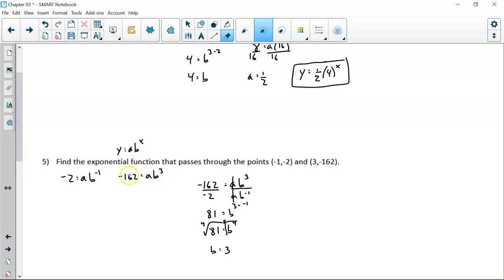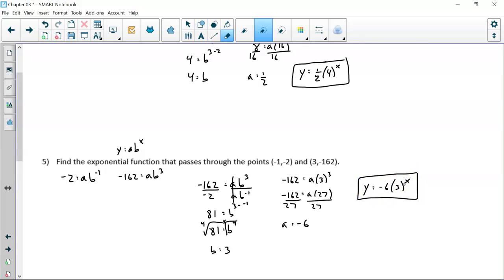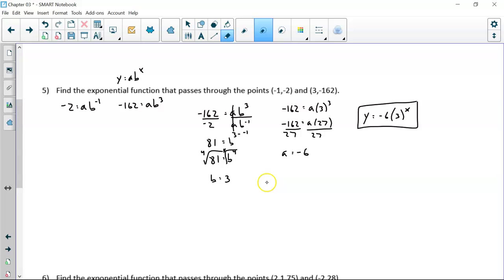Now I'm going to actually use the second one. It's just going to work out a little bit easier. Negative 162 equals a, which we don't know, times 3 to the third. Negative 162 equals a times 27. So divide both sides by 27. A equals negative 6. So y equals negative 6 times 3 to the x. There's our exponential function. One last one for this section.